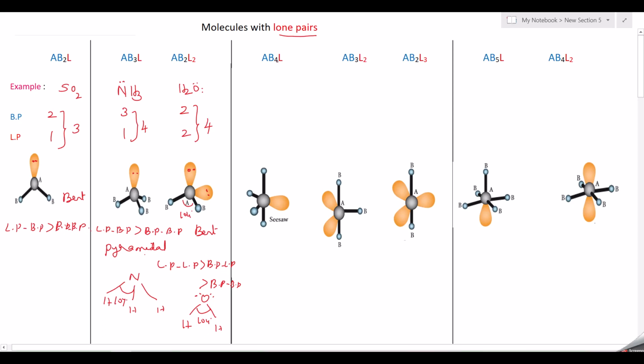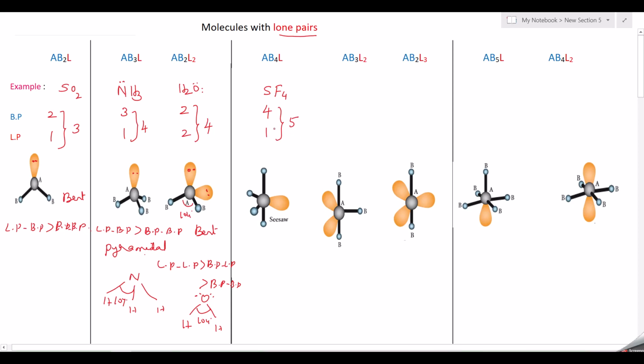The next we have AB4L. Example for this one is sulfur tetrafluoride. So we have sulfur as the central atom. 4 fluorine atoms are covalently bonded to sulfur. So the total number of bond pairs is 4 and you have one lone pair. So the total number of electron pairs is 5. The expected structure is trigonal bipyramidal.